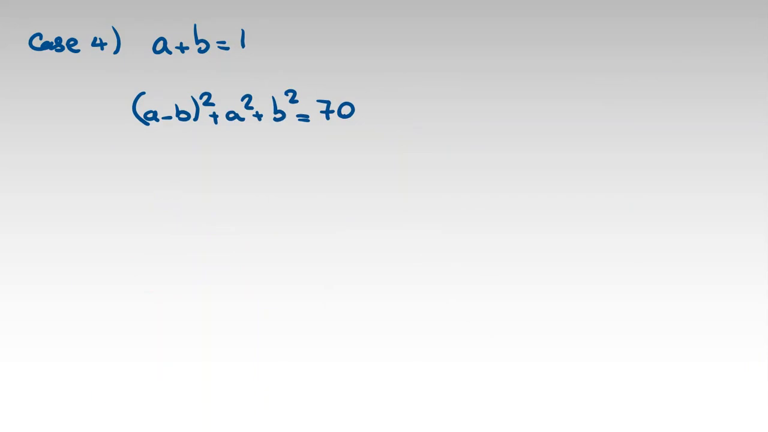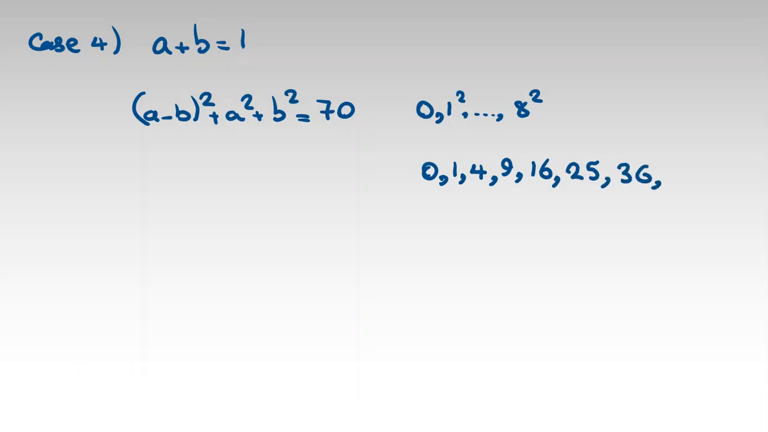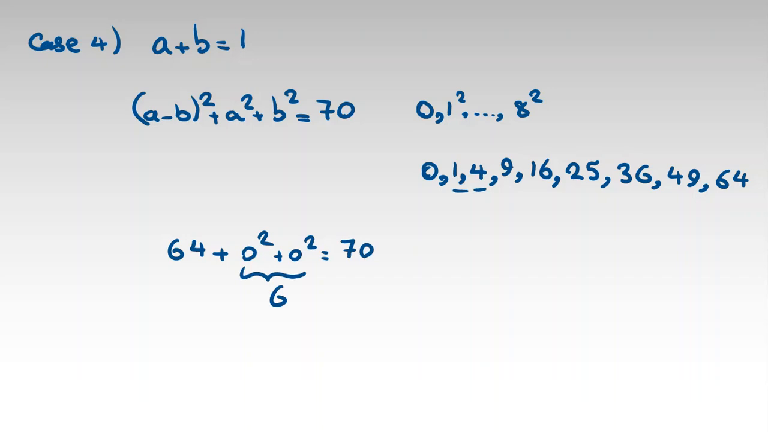So the perfect squares less than 70 are 0, 1 squared, up to 8 squared. If I write all of them: 0, 1, 4 for 2 squared, 9 for 3 squared, 16, 25, 36, 49, and 64. Now if I want to create 70, if I use 64, then the rest should be 6. Can we create 6 with sum of 2 perfect squares? No, 4 plus 1 is 5.